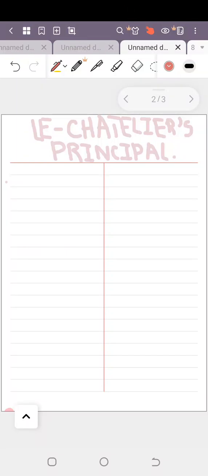Everyone, today in this video we're going to discuss Le Chatelier's principle. Le Chatelier's principle basically tells us that if a chemical equilibrium has achieved its equilibrium position and we change the temperature or pressure, or add more concentration, the chemical equilibrium will be changed. So let's have a look.